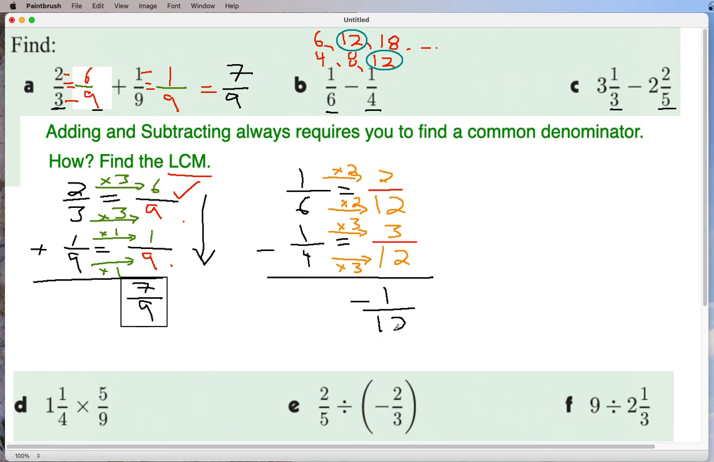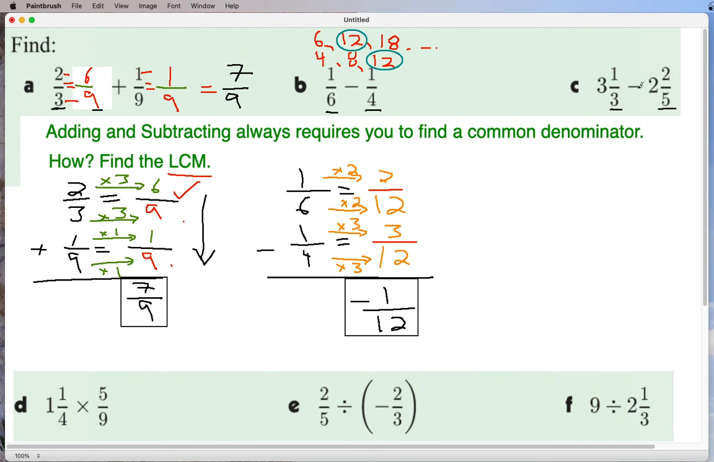And then now I have the common denominator, which I keep the same. So in this case, we have a positive number subtracting a negative number, and our result is negative. And we can have negative fractions. That's totally fine. Okay.